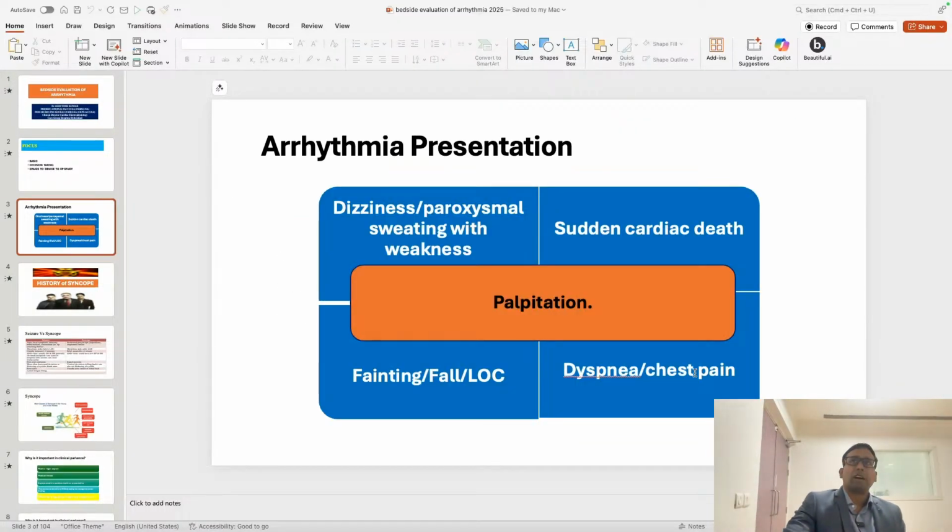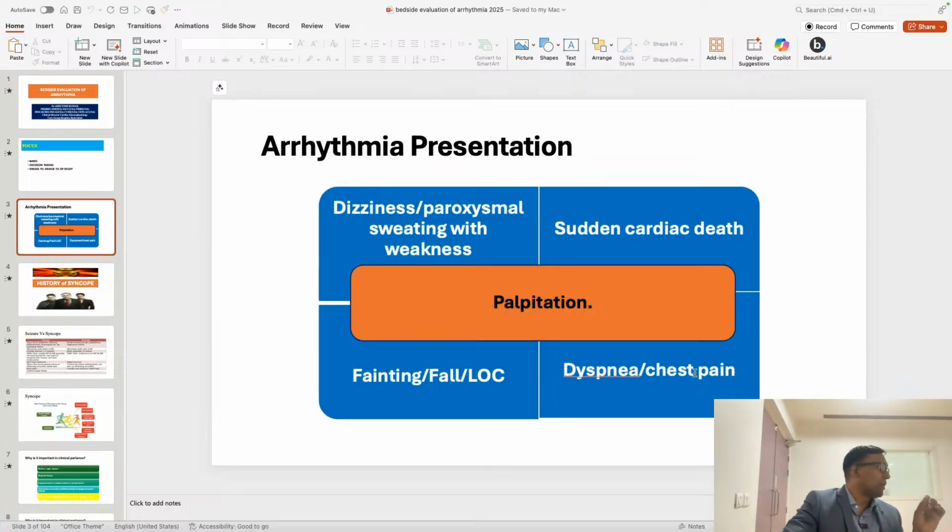There are four important complaints. The most important complaint of any arrhythmia is the palpitation, which everybody knows. But there are two important findings. One is the fainting, syncope, or loss of consciousness. This is also a presentation of arrhythmia. Sudden cardiac death is in the domain of electrophysiology, and this is most of the time not discussed in more detail. Dizziness, paroxysmal sweating.